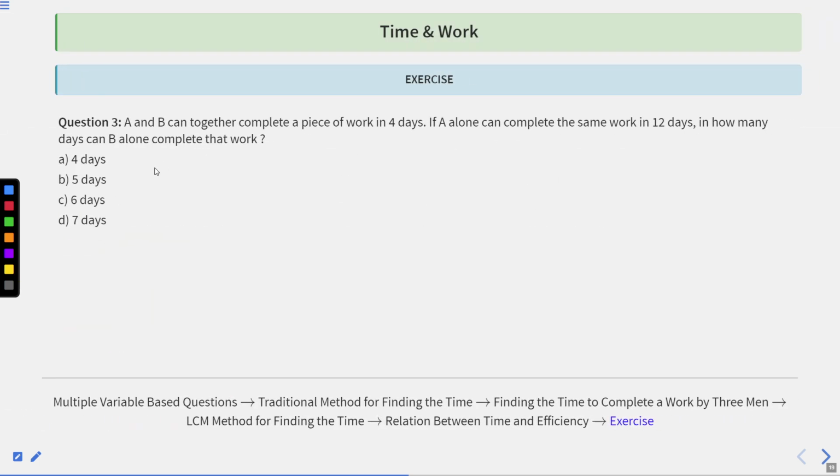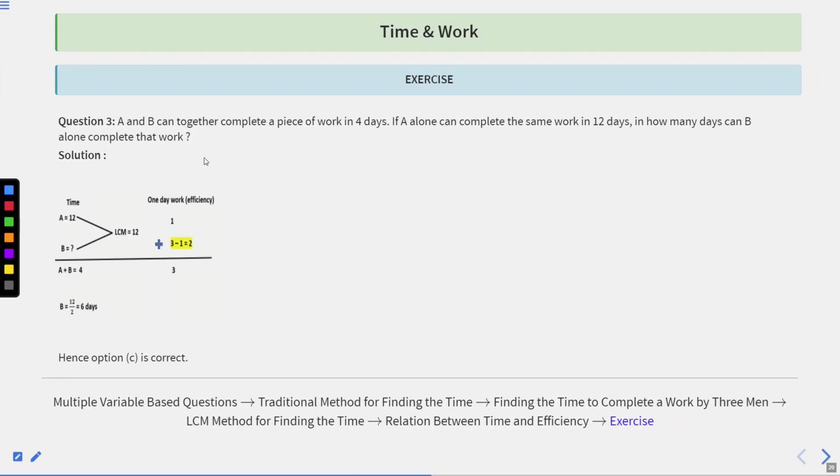Let us now see question number 3. A and B can together complete a piece of work in 4 days. If A alone can complete the same work in 12 days, in how many days can B alone complete that work?